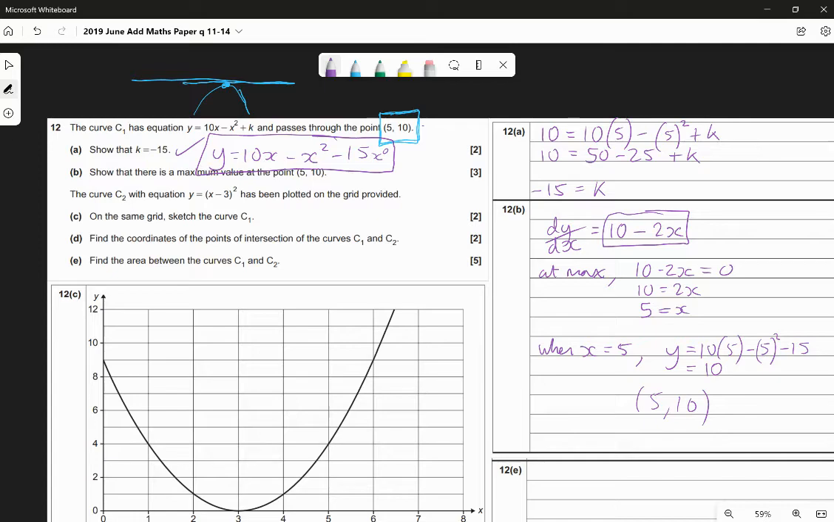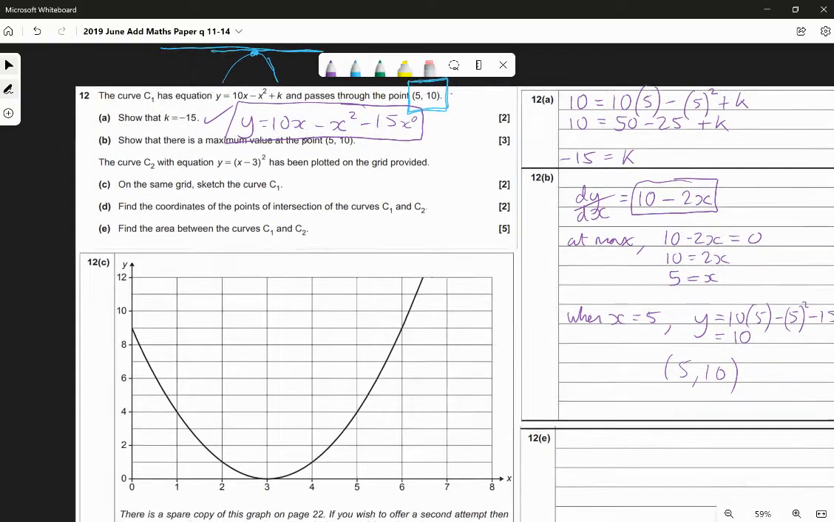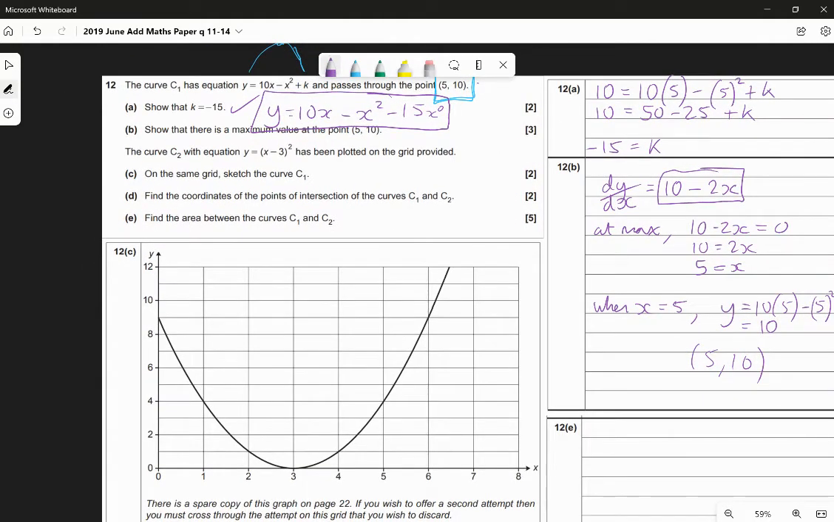Next bit. The curve C2 with equation y equals (x minus 3) all squared has been plotted on the grid provided. A classic positive quadratic, which is nicely already in completed square form. And as you can see, if you know your transformations of graphs, this is just a translation of 3 to the right of the original y equals x squared graph. That's why the vertex is now at (3, 0) rather than at (0, 0).